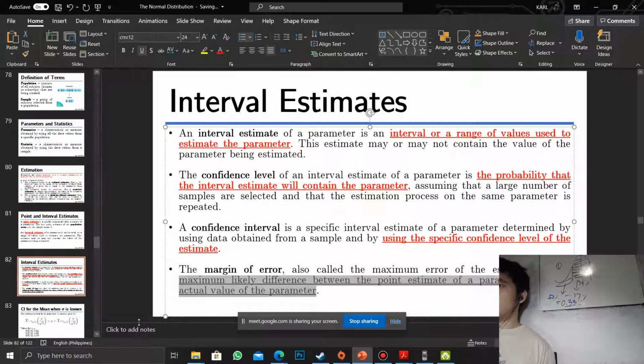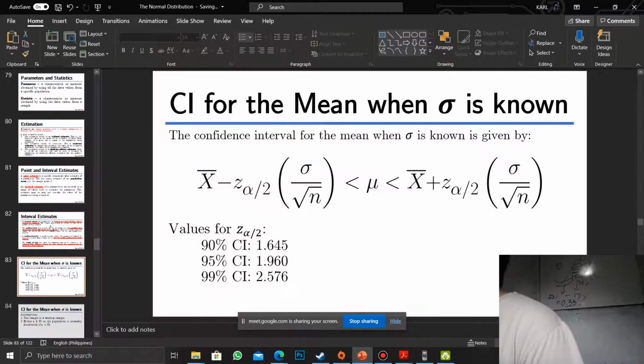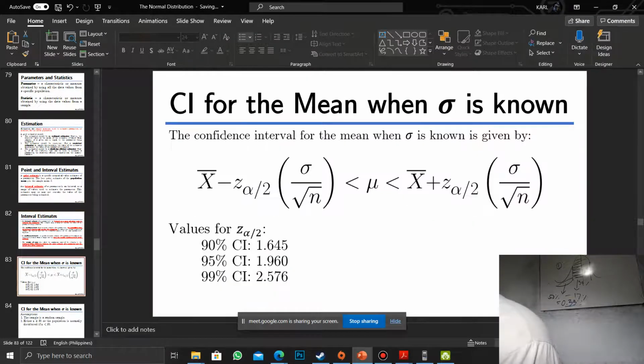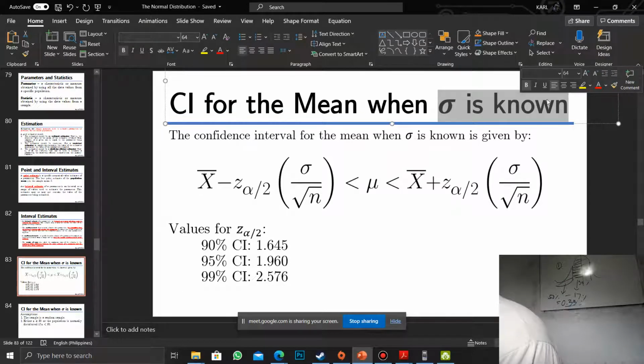Ito na, guys. Normal distribution pa rin to, okay? Bakit? Kasi you are approximating na yung mga variables natin ay normally distributed. So, this is an extension of our topic. Okay? Eto na. Ngayon, we look at the mean. We always look at the mean for now. Confidence interval for the mean when the population standard deviation, sigma, is known.